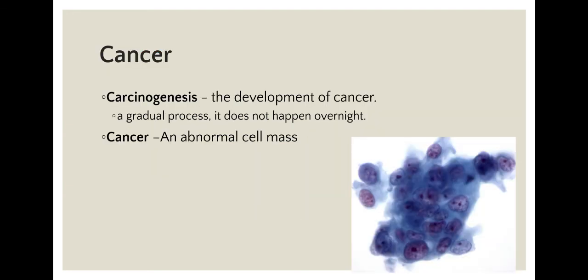Okay, switching from burns to cancer. And again, we touched very briefly that we could have an entire course on just cancer. But carcinogenesis, that's the development of cancer. This is usually a very gradual process. It can happen quicker or slower, but it's not really an overnight kind of thing. And cancer, that's just an abnormal cell growth or abnormal cell mass.